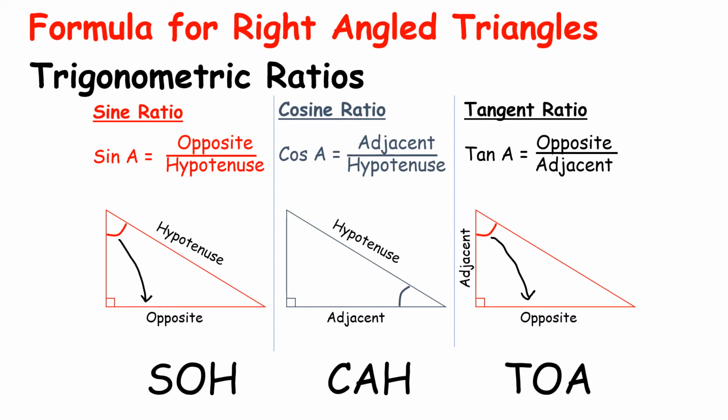Remember that these are also available in your log tables. When we're working with our log tables, they can be a little bit tricky because they don't call the sides opposite, adjacent, and hypotenuse, which exam questions often want you to label your sides as. So although we do have these formulas and you could work with your log tables, it is not the best idea to do so.